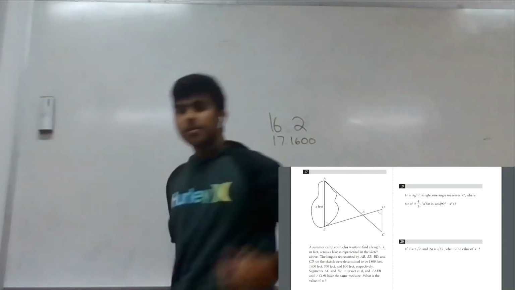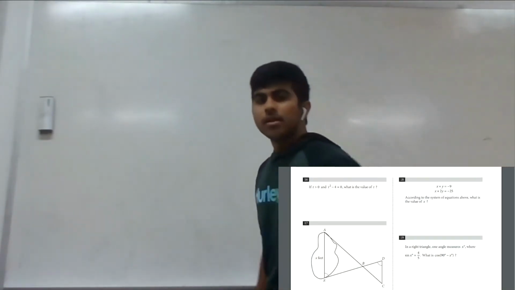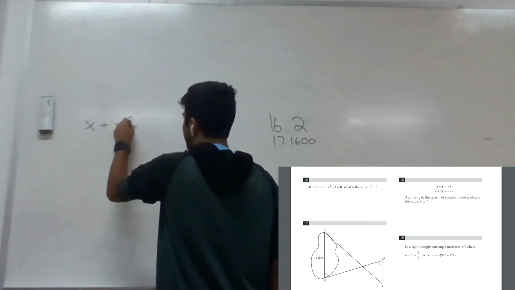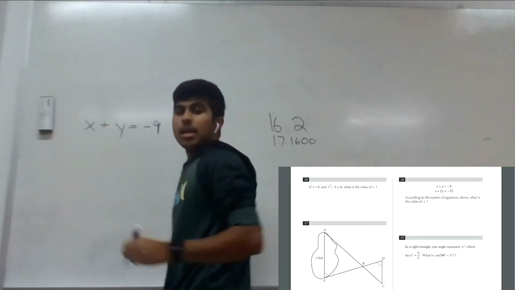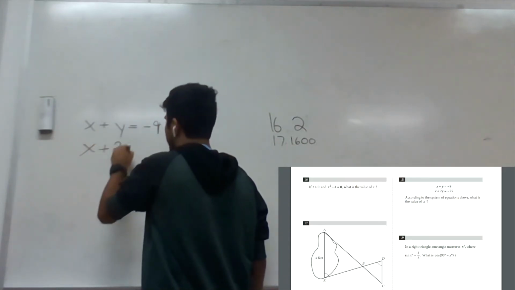Okay. Let's go to question number 18. All right, so now we have x plus y equals -9. x plus 2y equals -25.